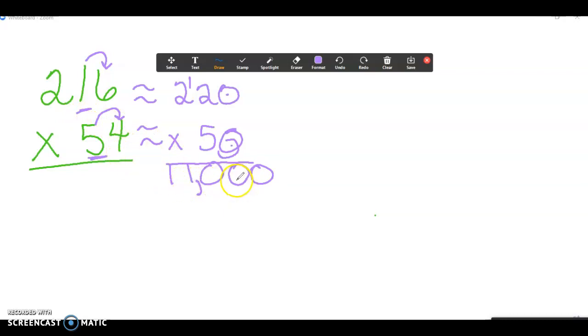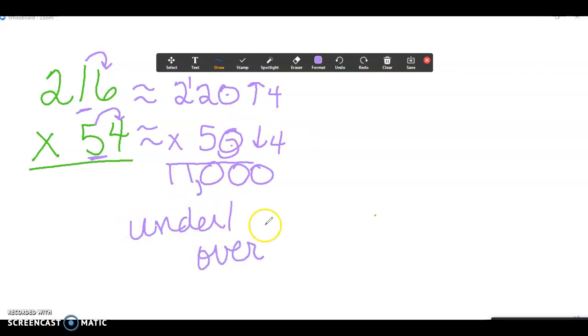Well, looking at what I did to round, I rounded 216 to 220. That went up by 4. And I rounded 54 to 50, and that went down by 4. So this is another example of what we call an under over, meaning these are so close that we don't know for sure if it's an under or over.